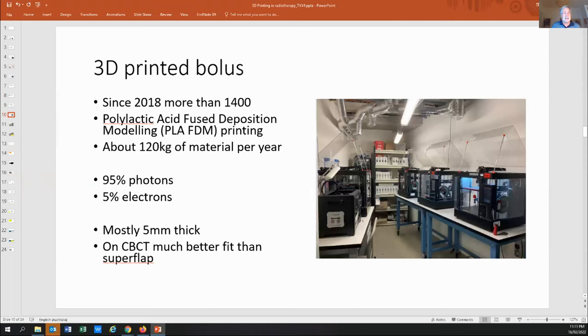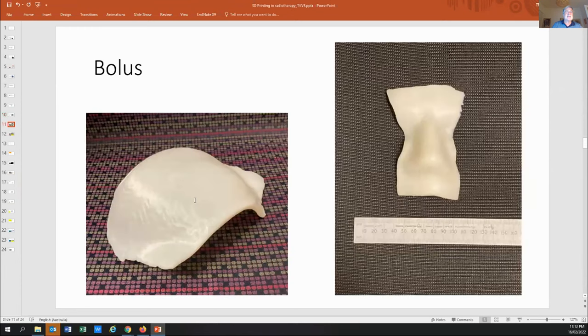2013. It's a rather biggish affair, or it started small, but it then grew very quickly, sort of reflecting how important and how needed this overall is. But it reflects also really the mechanical workshop we are working with at PeterMac, which has fantastic staff dedicated to all things mechanical and have spent quite a lot of time setting up a printing facility, which you can see here. We use PLA FDM printing, and when I looked last, we used about 120 kilos of material per year, and that's really just for patient devices. 95% of these are for photons, 5% for electrons overall. And most of it is really bolus, as you can see here on the left is a breast bolus, and that's sort of a nose type bolus here.